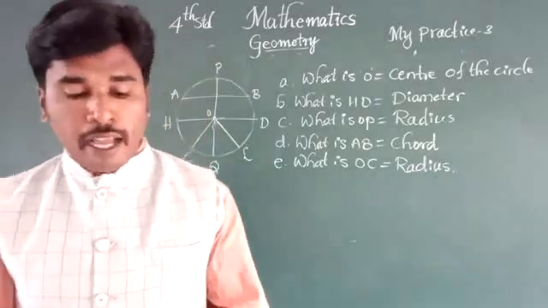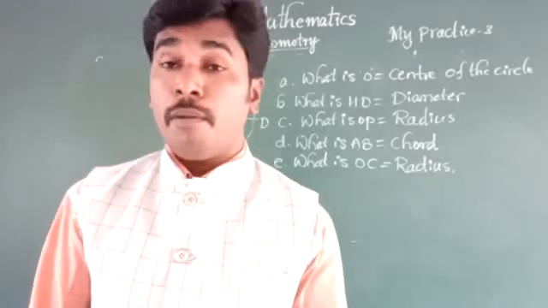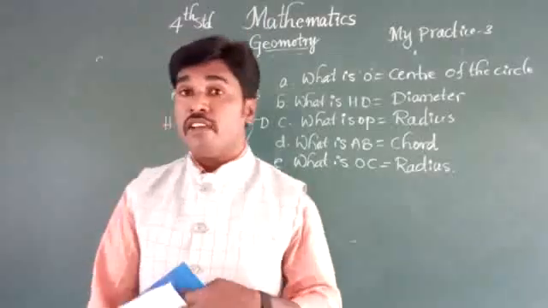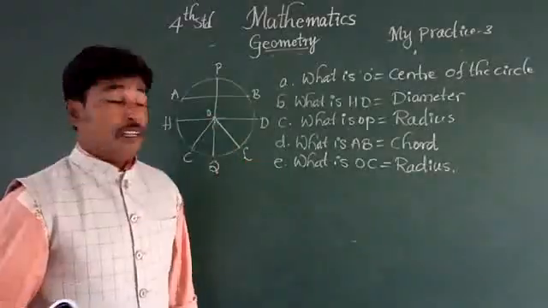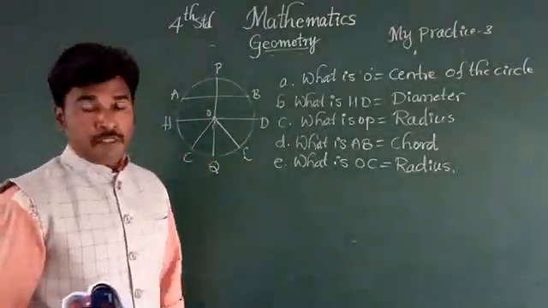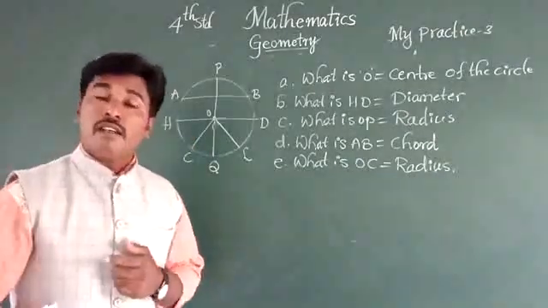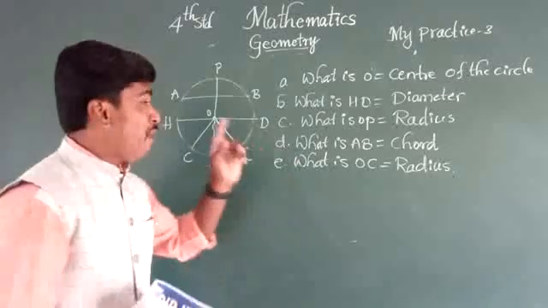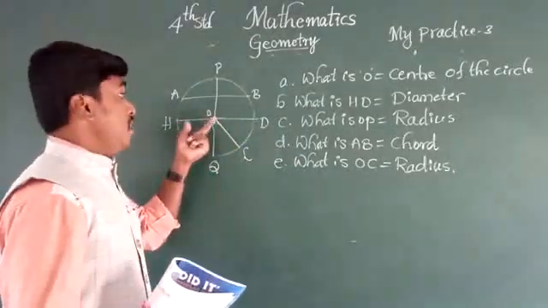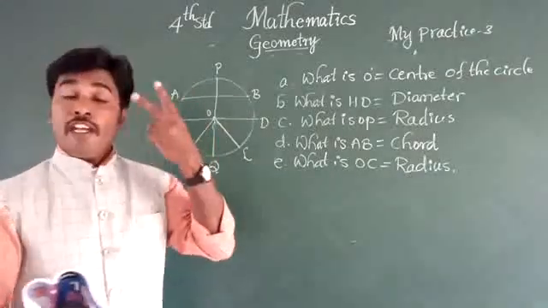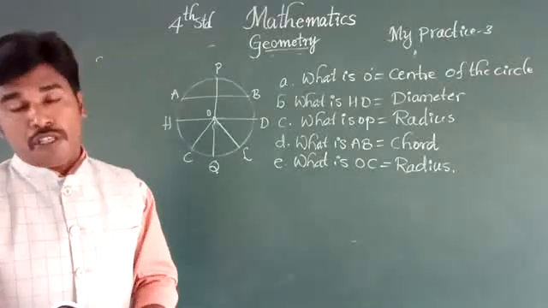Next B, the diameter is 2 times the circumference. Diameter is not 2 times the circumference. Diameter is 2 times the radius of the circle. So it is false. It is wrong. Diameter is 2 times the radius. Because this is a radius, this is also a radius. If you add 2 radii, it becomes 1 diameter.